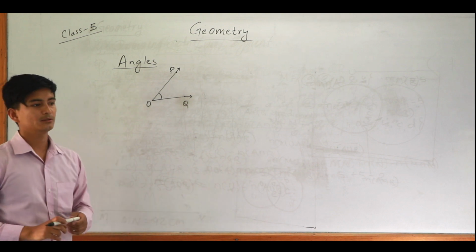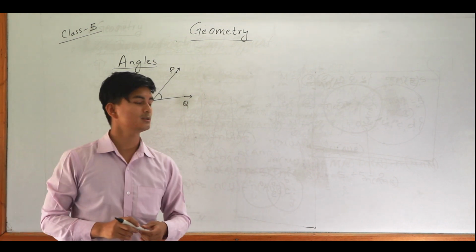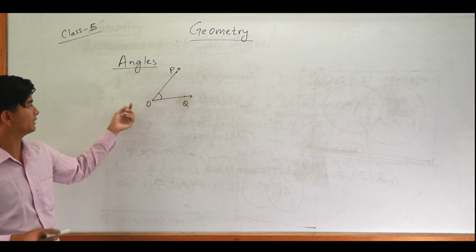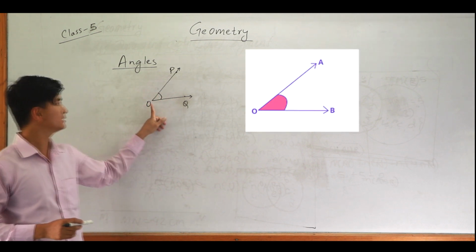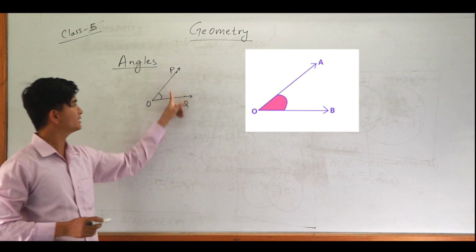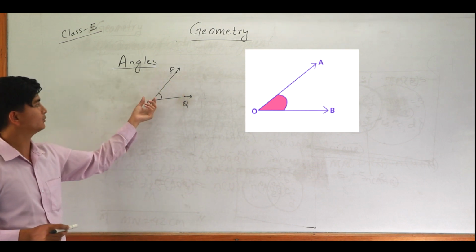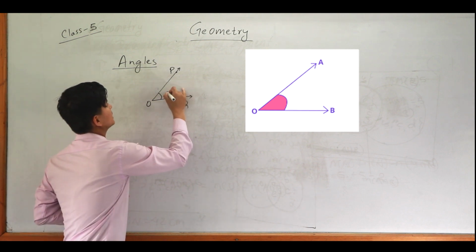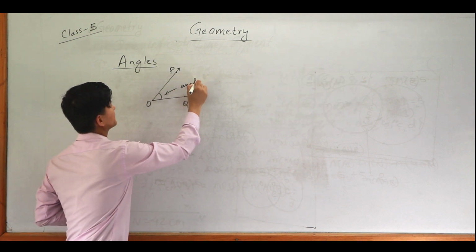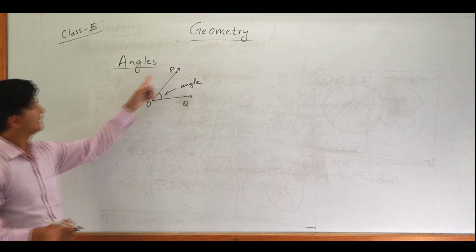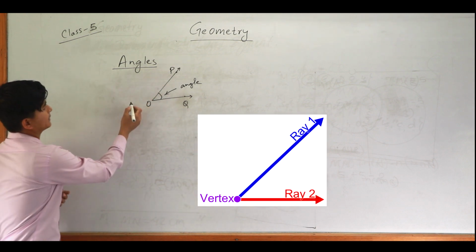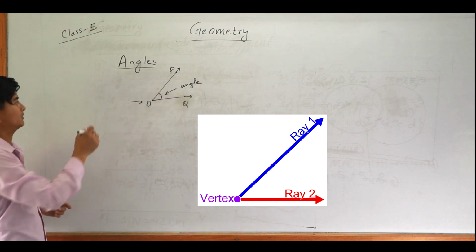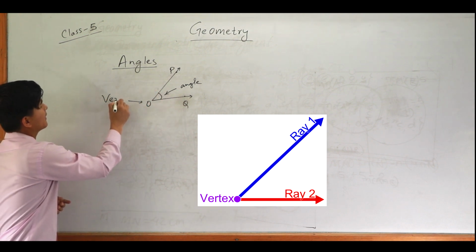So, if you define an angle, it means when any two lines or line segments or rays meet each other at the initial point, which is O, the gap between these two line segments is called an angle. So, this is our angle, and this is our vertex, because these two lines are intersecting each other, so it is called the vertex.